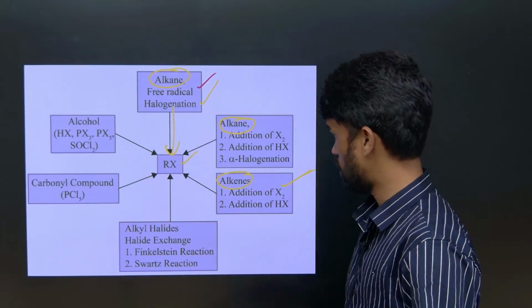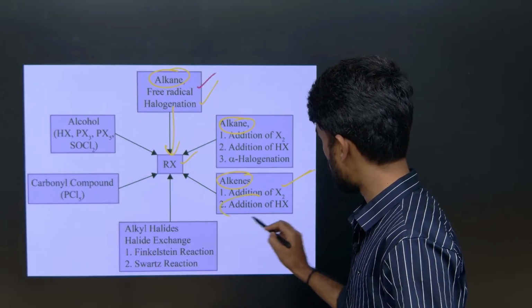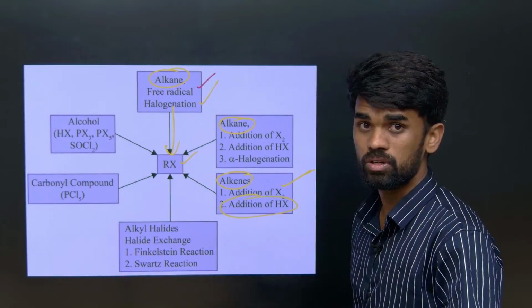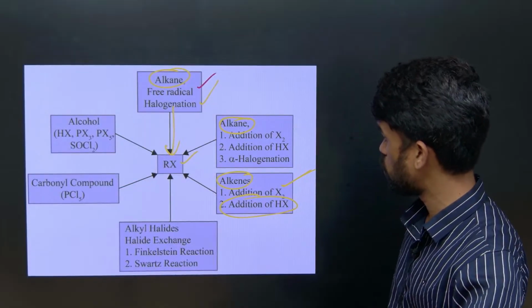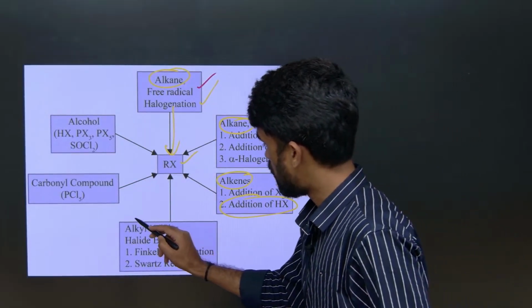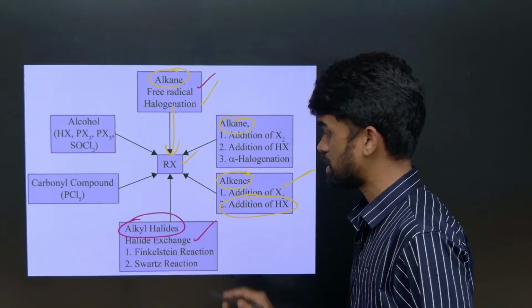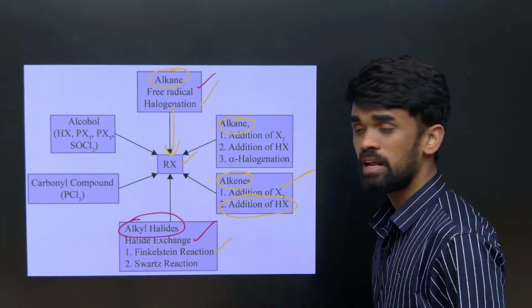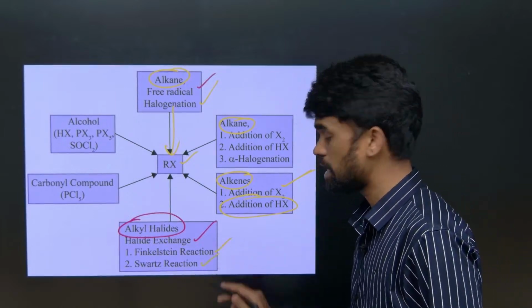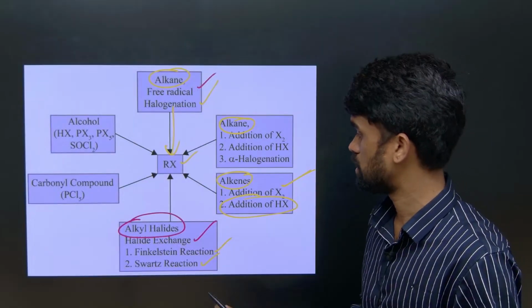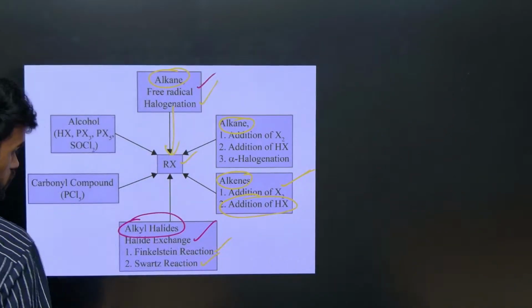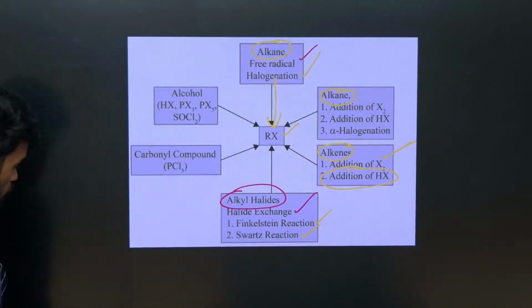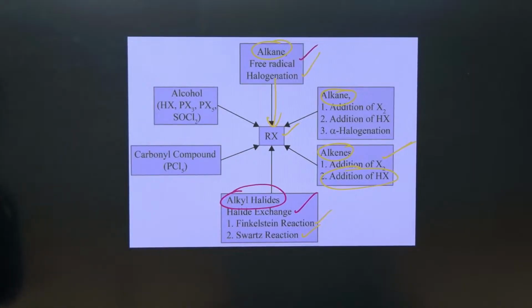Yes, but we have discussed the next addition of HX, that is, the Markovnikov rule and anti-Markovnikov rule, right? Next, alkyl iodides, like halogen exchange reactions: Finkelstein for alkyl iodides, Swarts reaction for alkyl fluorides. Yes, discussed. Next, one more thing we have here, when carbonyl compounds are there, for example RCO, R is there.